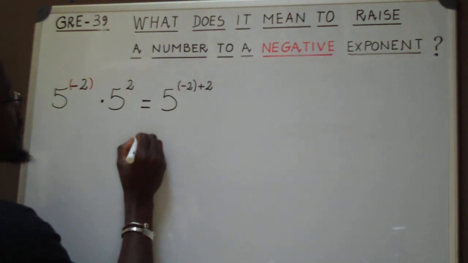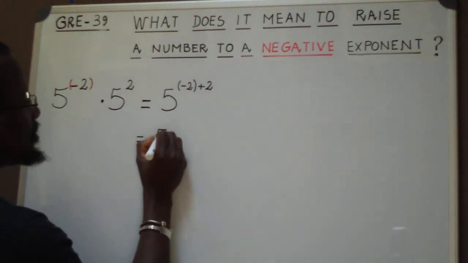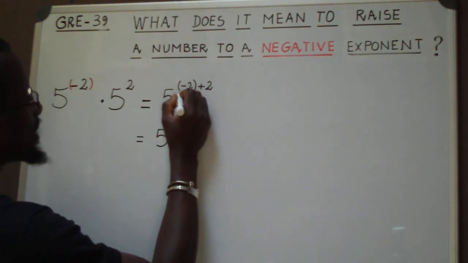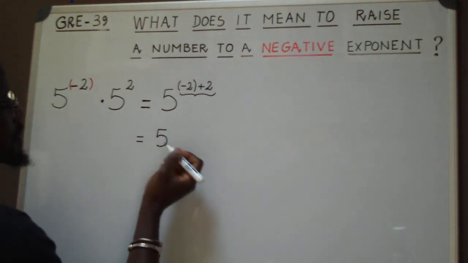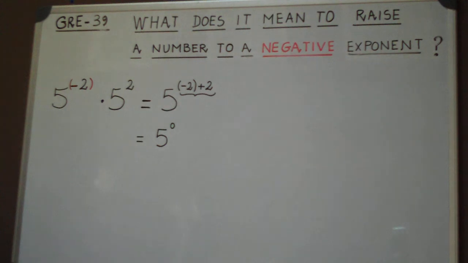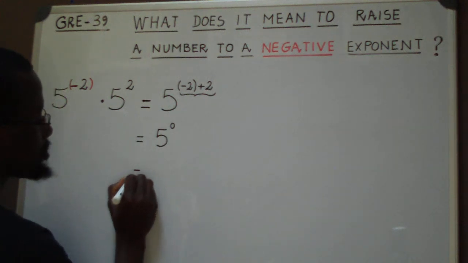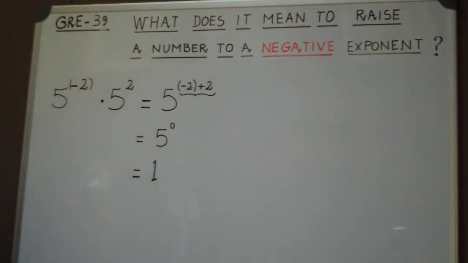Now let me simplify this. If I simplify this right in here, I will get 5, well, because I have negative 2 plus 2, and we all know that negative 2 plus 2 is equal to 0. So therefore, what I get here is 5 to the exponent 0. But we also know from our previous lecture that a number raised to the exponent 0 is always equal to 1. So therefore, here, what we get is equal to 1.